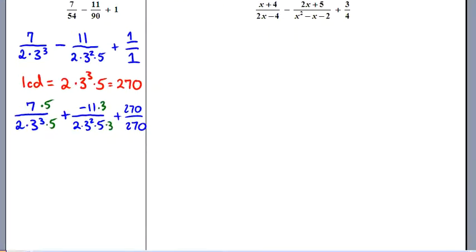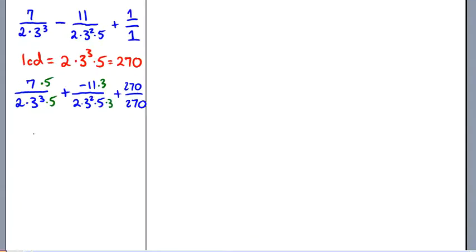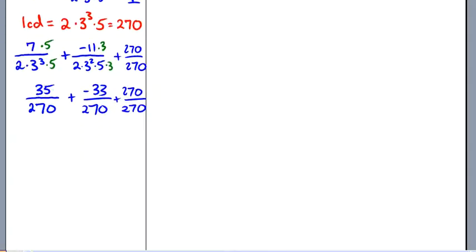Now all the denominators are the same, so I have a chance of getting this to work. Looks like I have a 35 all on top of a 270, a negative 33 all on top of a 270, and a 270 all on top of a 270. So when we put these fractions together, we're going to leave the denominator the way it is. That'll be important when we go to do the algebra. And then we'll work with the numerators. Adding all those up, we're going to get 272.